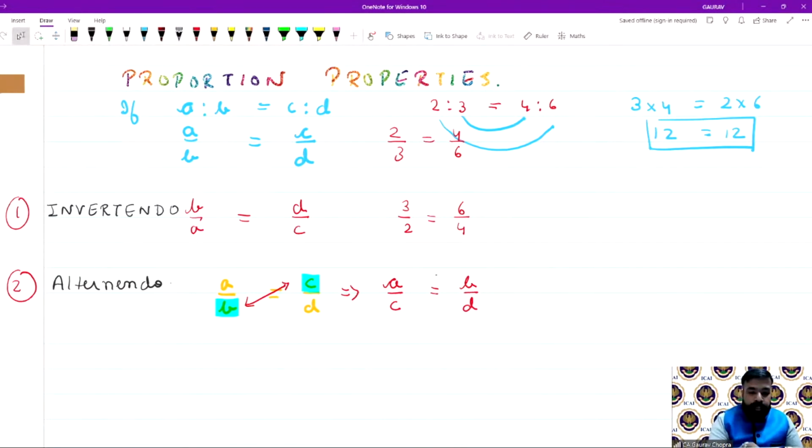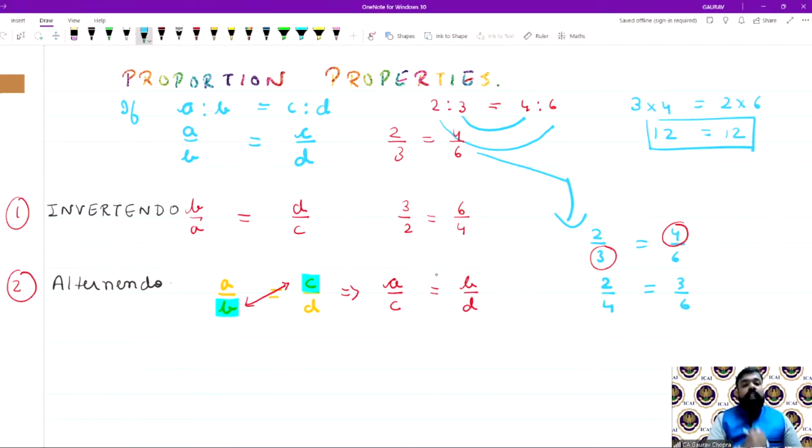So taking the same example here again, originally it was 2 by 3 and 4 by 6. This was the original position. Now we are interchanging these two values. हमने interchange किया. So after interchanging, it becomes 2 by 4 and 3 by 6. Now still they are equal because 2 by 4 is half and 3 by 6 is also half. So still they are equal. So this is known as alternando. All right. This is the second property. First was invertendo. Second is alternando.